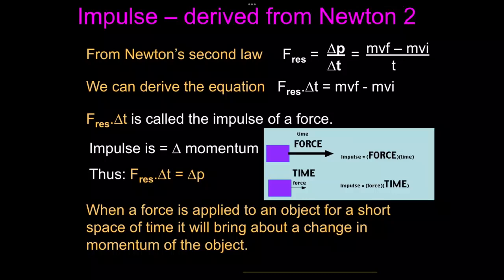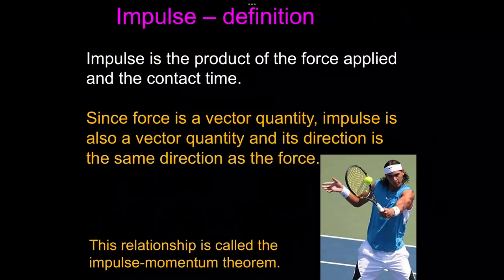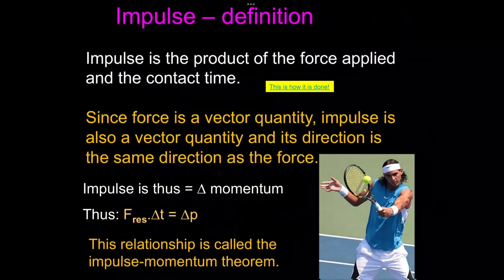So the impulse is the product of the force applied and the contact time. Since force is a vector quantity, impulse is also a vector quantity, and its direction is the same as the direction of the force, right? You will see this in detail when we start solving some problems. Like we've said before, impulse is equal to the change in momentum.